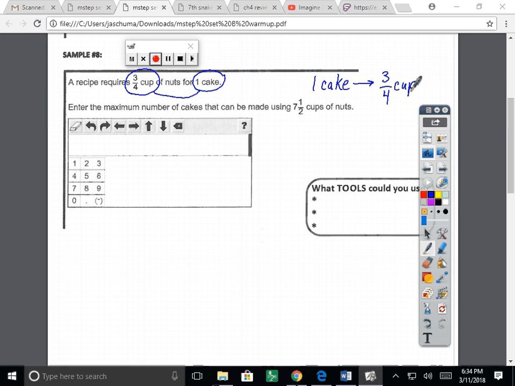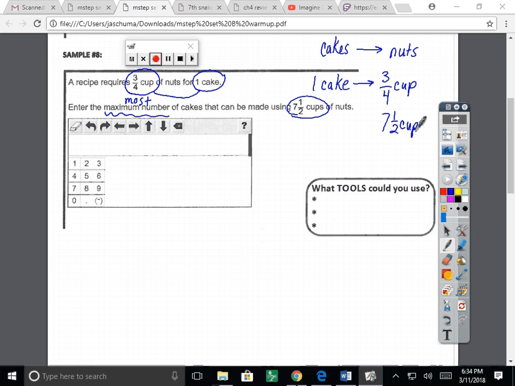Well, if you notice, it says I want to figure out the maximum number of cakes. Really, that means I want to figure out the most cakes I can make. And they're giving me a different amount of nuts. They're giving me 7½ cups. So I'm going to use a 7½. And if you notice, cakes could kind of be here on the left in my organization compared to nuts as an ingredient on the right. So I'm going to change this to 7½ cups. And notice I'm putting it on the right side of my organizer or my thinking because that goes with the ingredients. And I'm trying to figure out how many cakes that might make.